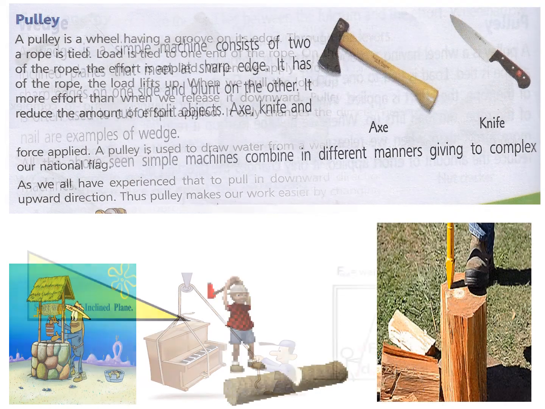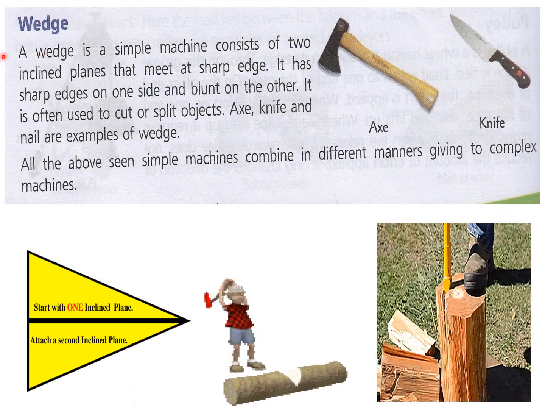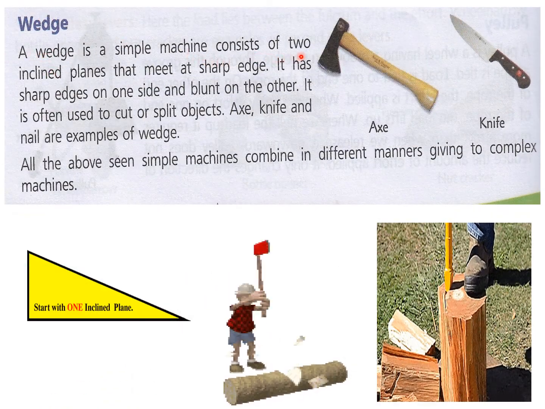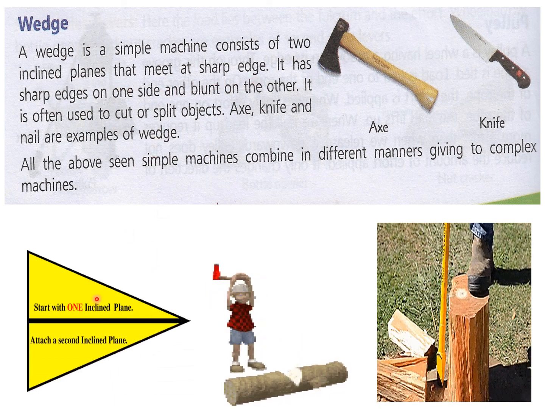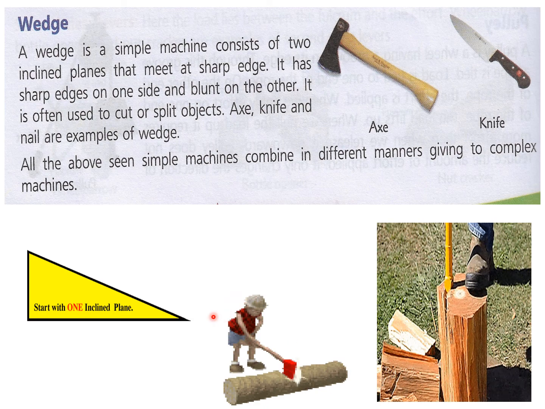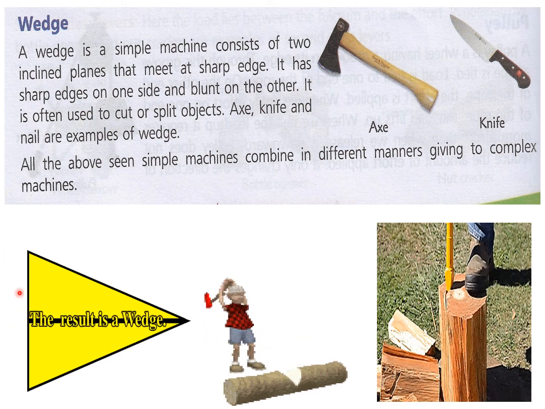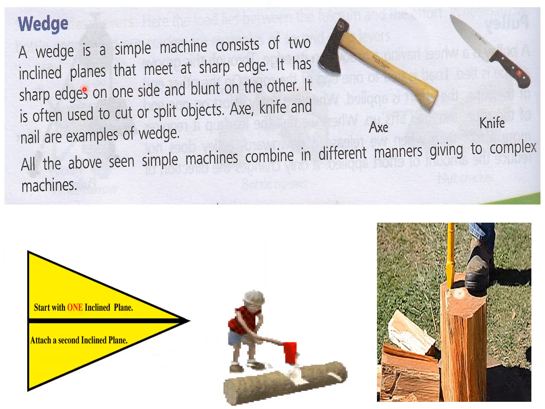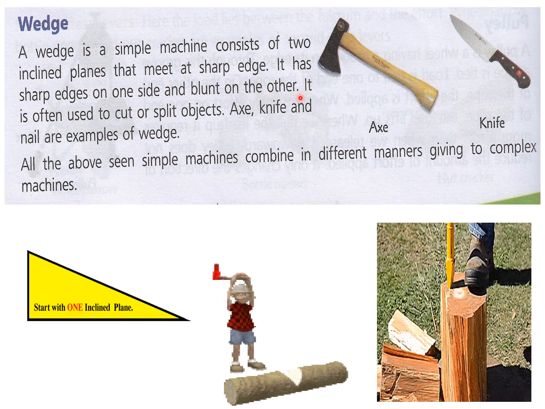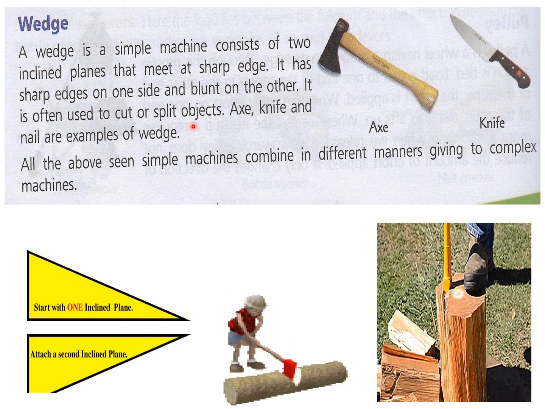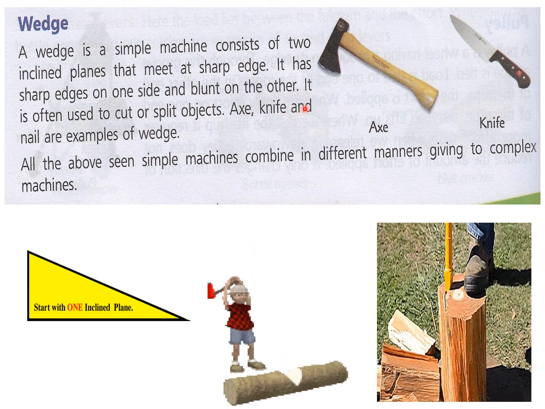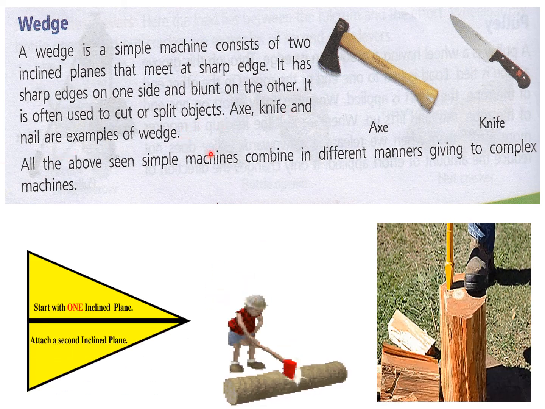Now we come to the wedge. A wedge is a simple machine that consists of two inclined planes that meet at a sharp edge. Now you can see one inclined plane, another, and they join at an edge, and then it makes a wedge. It has a sharp edge on one side and is blunt on the other. It is often used to cut or split objects. Axe, knife, and nail are examples of a wedge.